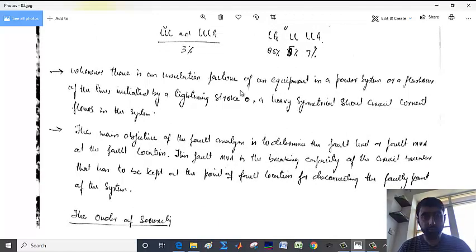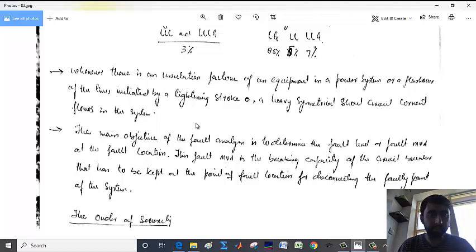Whenever there is an insulation failure of equipment in a power system, or a flashover of the lines initiated by a lightning stroke, a heavy symmetrical short circuit current flows in the system. This is actually the cause of the triple line to ground fault or triple line fault. It results because of insulation failure, because we have an insulation between the three phases. If that insulation fails, all the three conductors will come in contact with each other, which results in a three-phase short circuit or symmetrical short circuit.